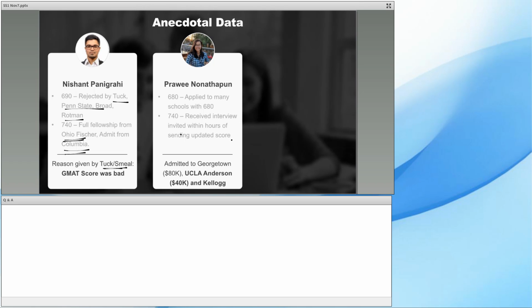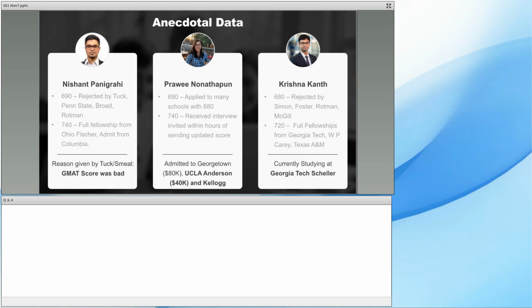Pravi similarly scored 680, applied to a bunch of schools, and didn't get any interview calls. She updated that score to 740 and received 5 interview calls within hours of updating it. And again, she got a bunch of admissions as well as a total of about $180,000 worth of scholarships. KK, or Krishnakant as we call him, scored 680 and was rejected by every school, and this was done in round 2.